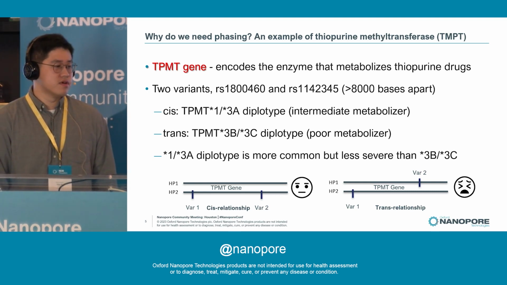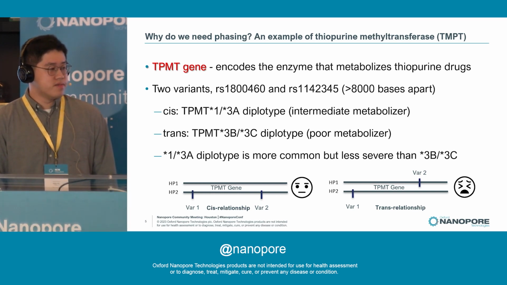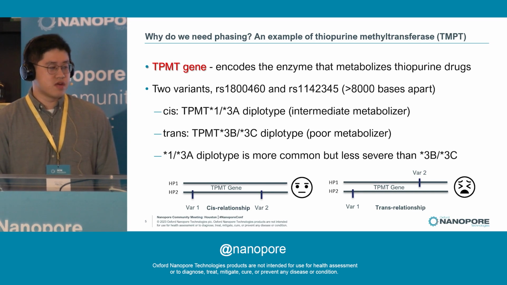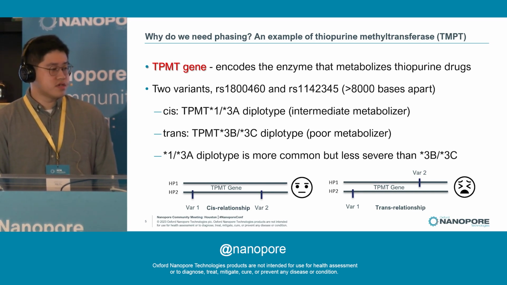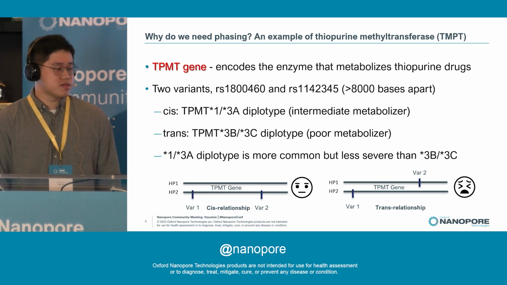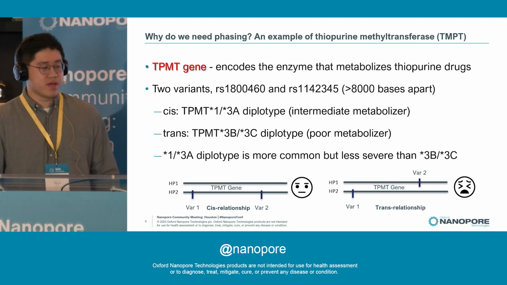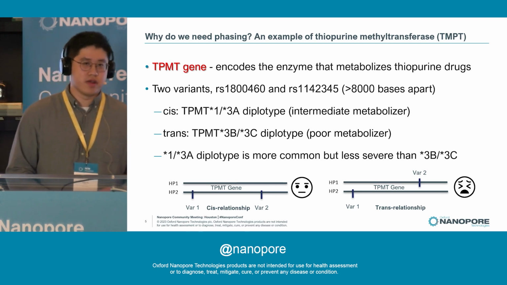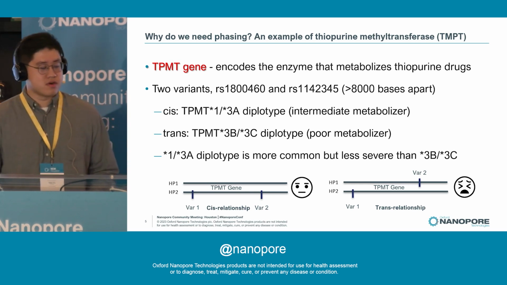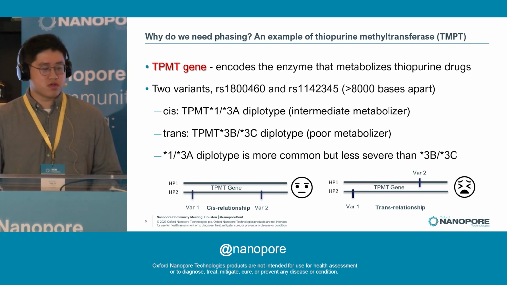There's an example of a gene called thiopurine methyltransferase. It encodes the enzyme that metabolizes thiopurine drugs. There are 2 variants on this gene, more than 8,000 base pairs apart. When these 2 variants are in a cis relationship, which means they are on the same copy or same haplotype of this gene, the gene will produce an intermediate metabolizer, which means the drug's movement will be affected but not disabled. But when these 2 variants are in a trans relationship, this gene will produce a poor metabolizer, which means the drug's movement will be disabled.